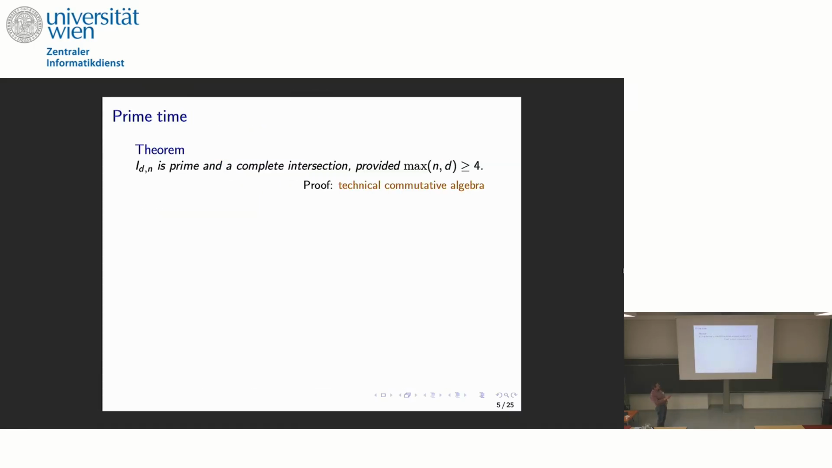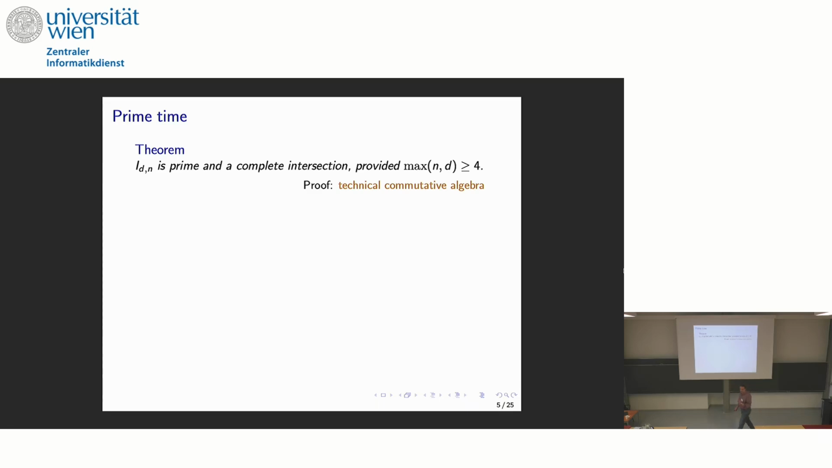However, as soon as n and d are at least 4, then it's actually a prime. Okay, so this was an exceptional case. So the case where d and n were 3 was exceptional, but there's a little theorem that says that this ideal is a prime ideal, and it's a complete intersection. That means the codimension is the number of equations. So the number of equations agrees with the codimension. That's very, very special.